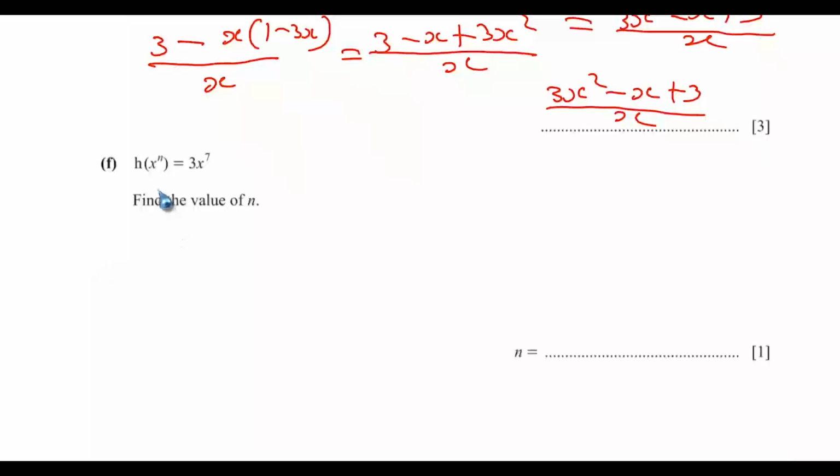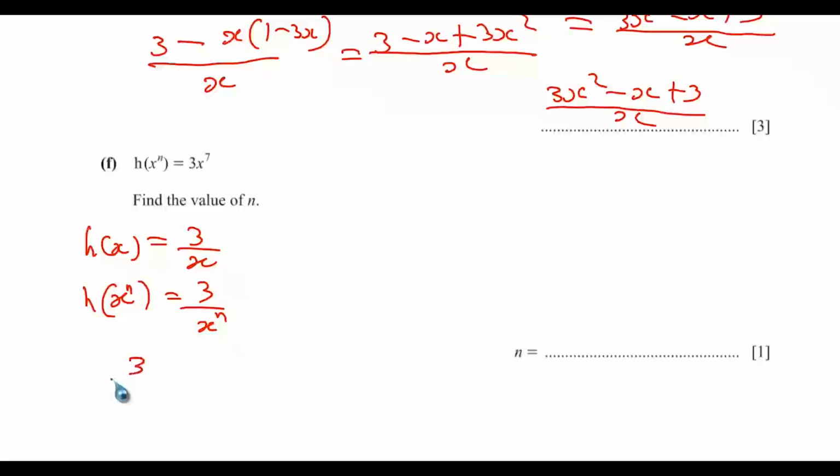h of x to the power of n equals 3x squared. Find the value of n. So in this case, what we need to do is to find h of x to the power of n. Okay, so we already know that h of x, let me repeat it again, is equal to 3 over x. Then h of x to the power of n will be equal to 3 over x to the power of n. Then this is equal to 3x squared.